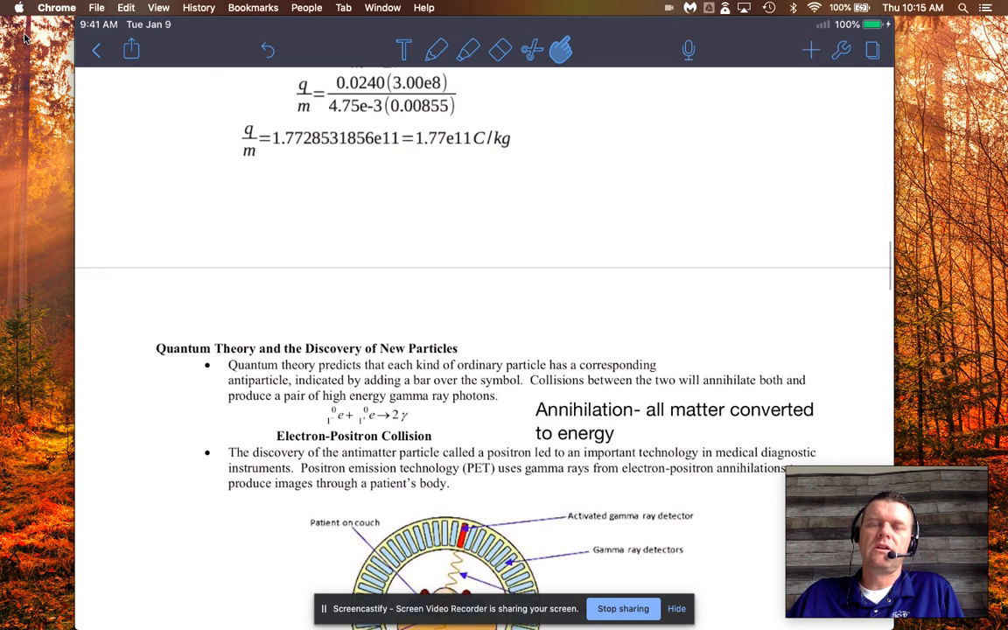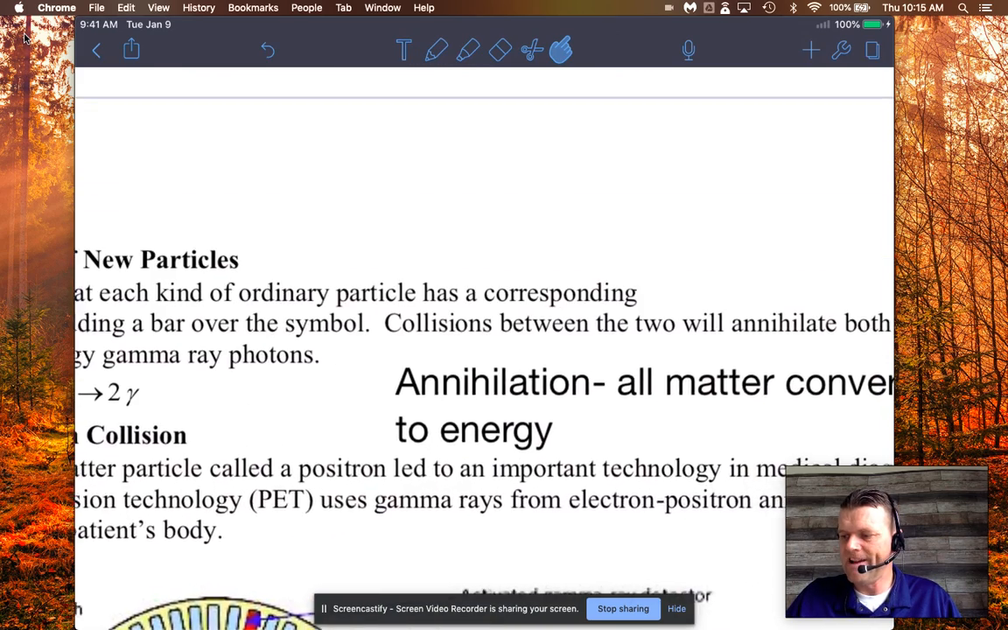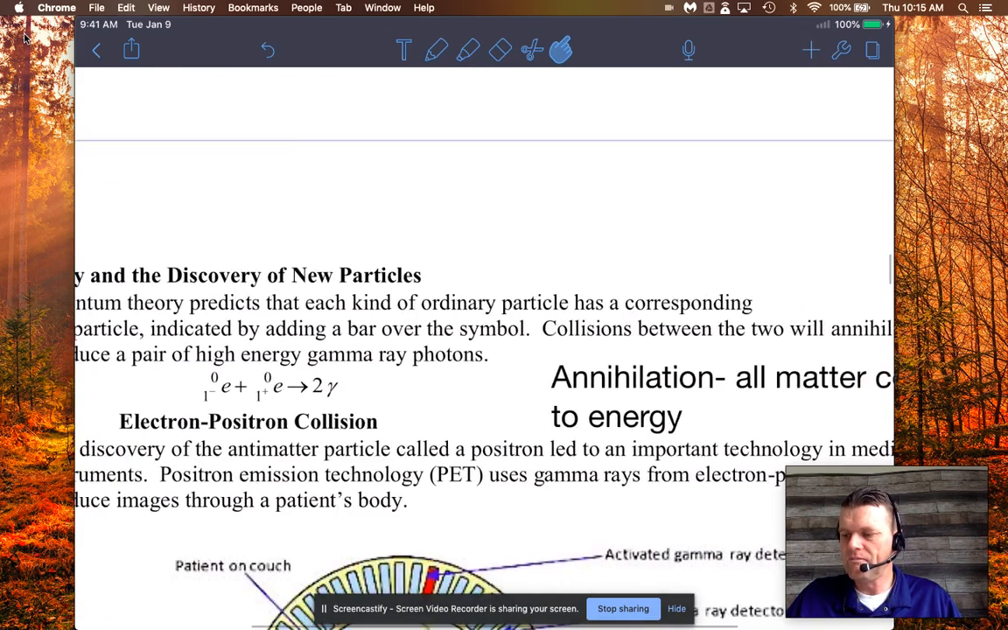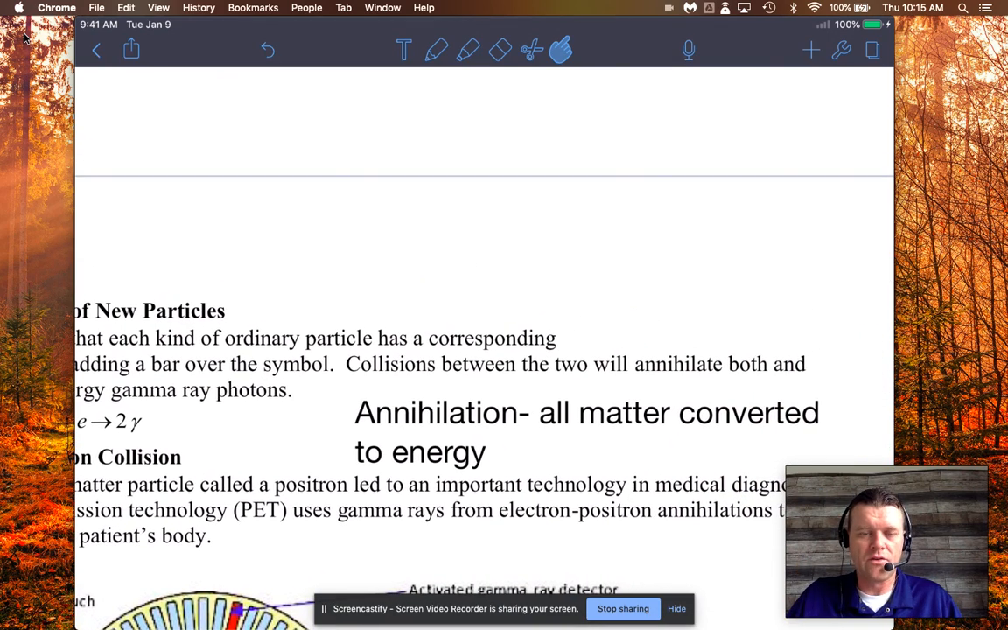But quantum theory predicts that any time a piece of matter meets up with a piece of antimatter, so they're identical in every way except they're oppositely charged or they have opposite spin if they're neutral, when they touch, they annihilate is the term. I added that here. It says collisions between the two will annihilate, and that means 100% of the matter is converted into energy. There was a short video on antimatter, which is really fascinating.